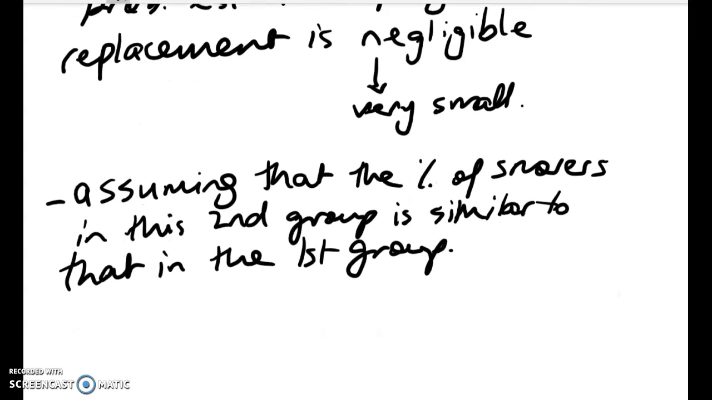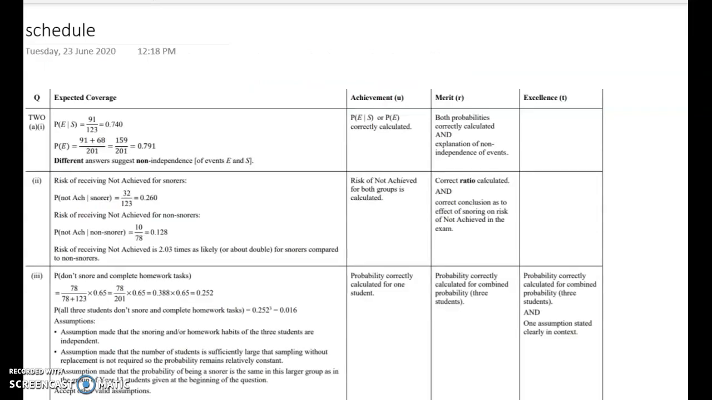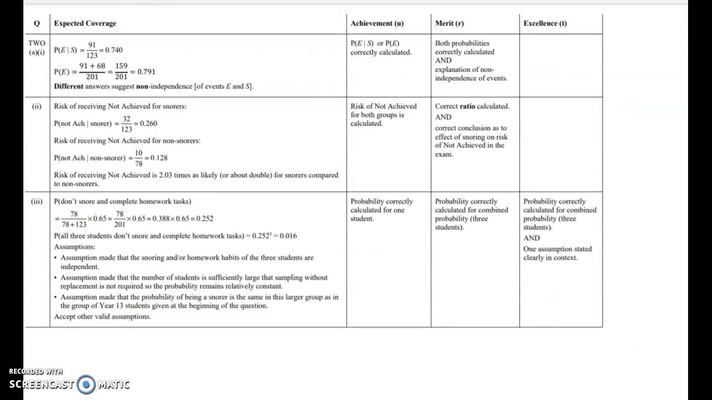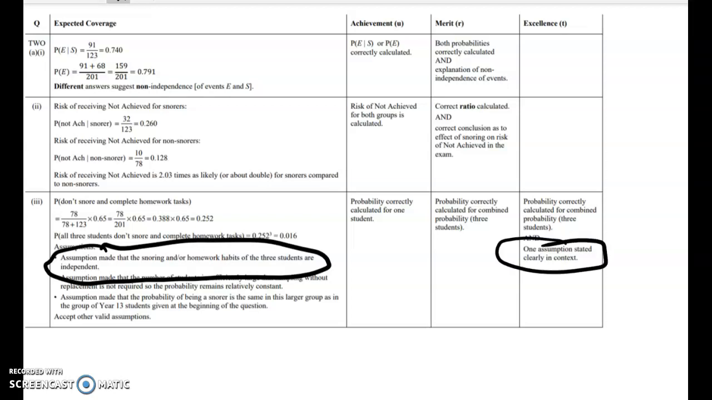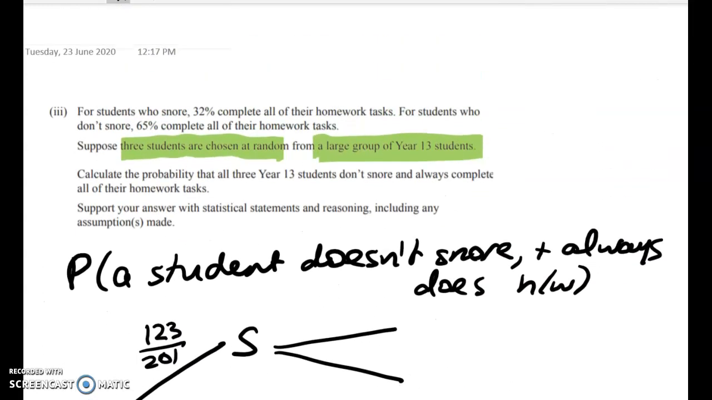Now in the schedule, they've said that we also could talk about, and they'd give you marks for this, that we are making an assumption that the snoring or homework habits of the 3 students are independent. I think it's been generous to have that as a separate assumption, and here's why. We were told in the question that 3 students were chosen at random from a large group of Year 13 students. So if they're chosen at random, we can already assume that their homework habits are independent.